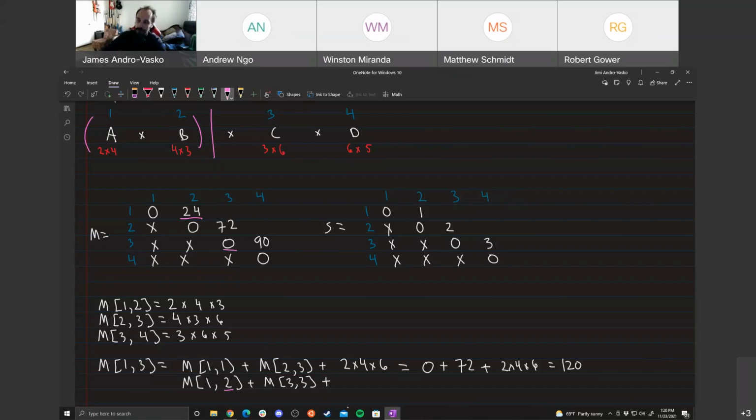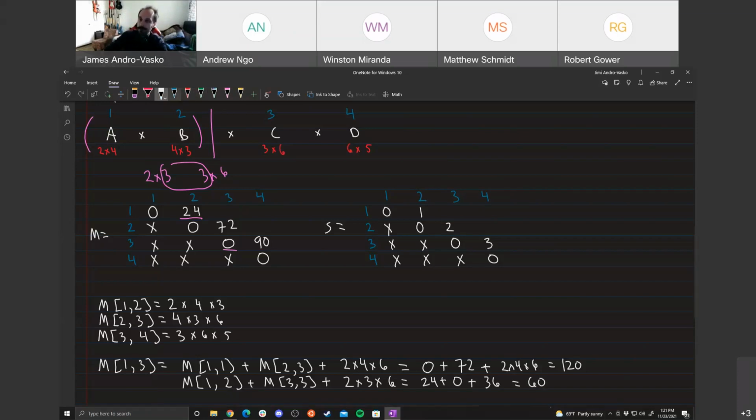And then plus, let's take a look at this. If I multiply A times B, we get a 2 by 3 matrix, the result of multiplying A times B. And then C is going to be 3 by 6. So it's going to be plus 2 times 3 times 6. M12 contains the value, let me take a look, 24 plus M33 is 0 plus 36 we have over here. This gives us a value of 60.